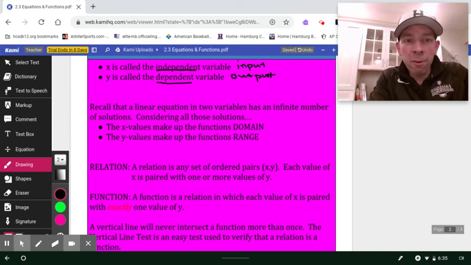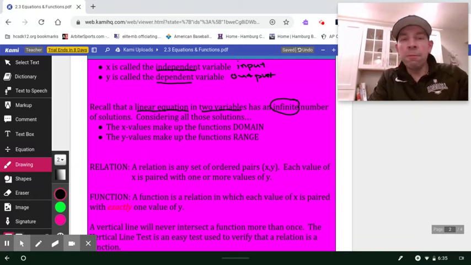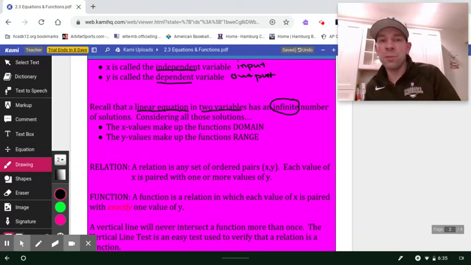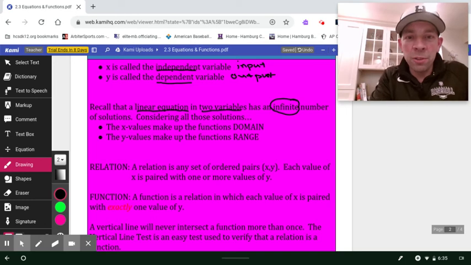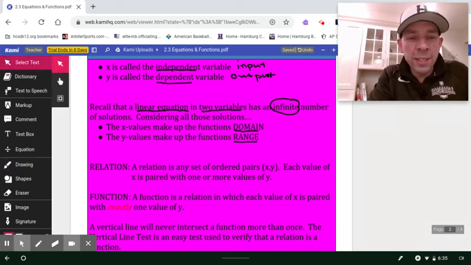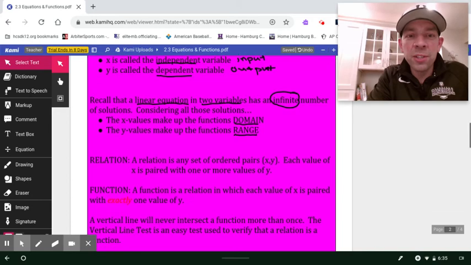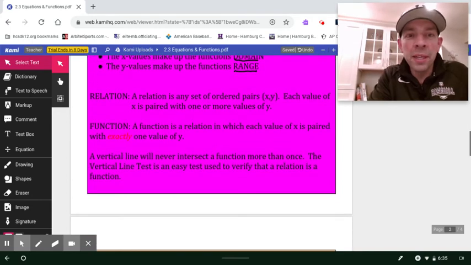Now, if you recall from our last video, we talked about linear equations. When they're defined in two variables, they have an infinite number of solutions. And if you were able to list all those solutions out somehow, all of the x values would make up what's called the domain, and all of the y values would make up what's called the range. Real quick, we're trying not to go too fast, but I do want to get through these definitions so we can jump into those real meaty live examples.